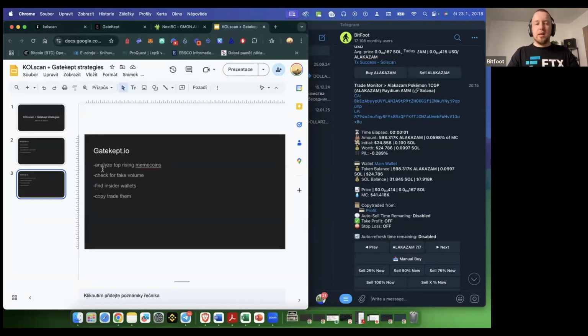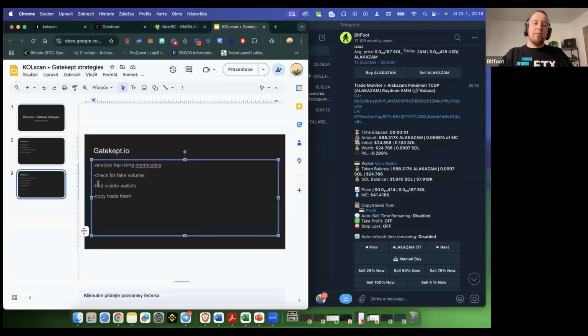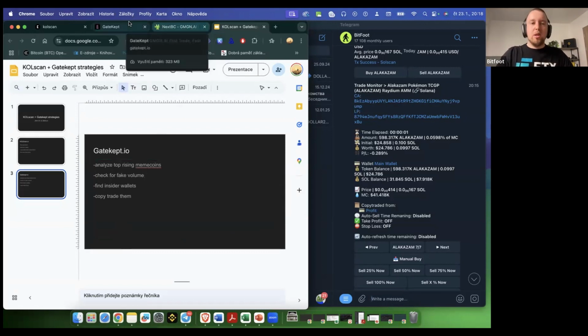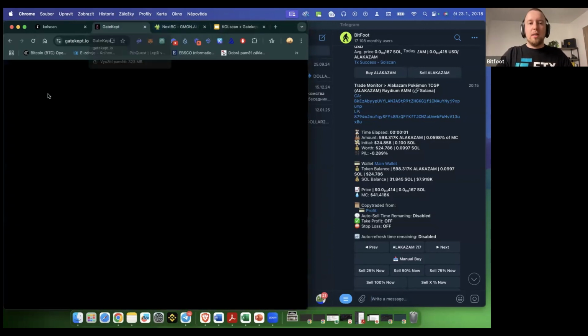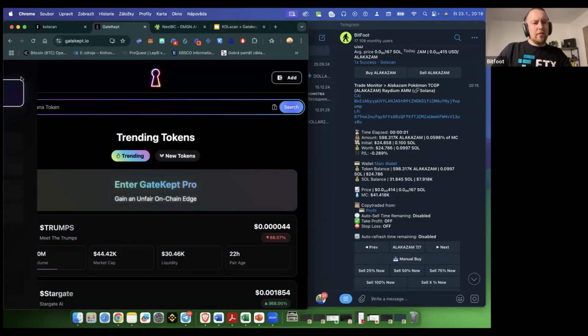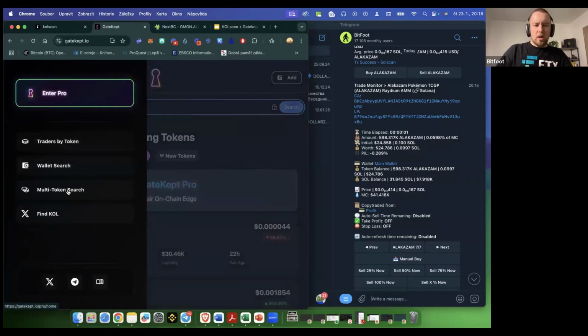Another one is gatecap.io. This one is a tool for analyzing rising meme coins. If you find a coin, let's say on GMGN, and you want to analyze this coin, you can check for fake volume, for insiders, and you can copy these insiders as well if you want. So we can go to gatecap.io.